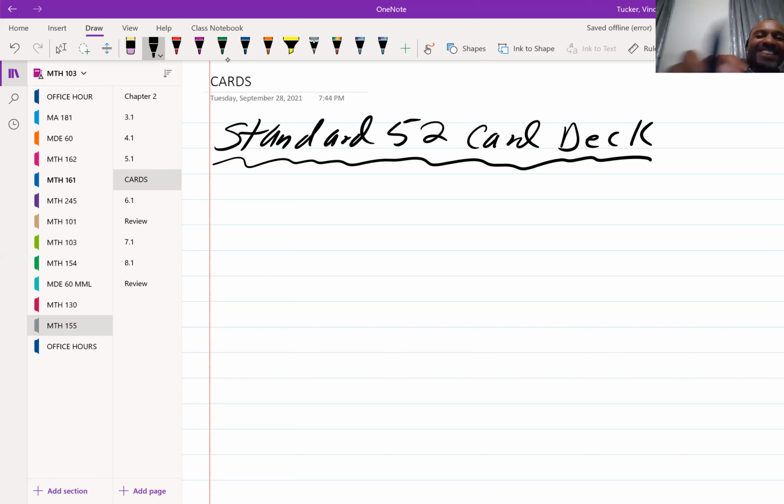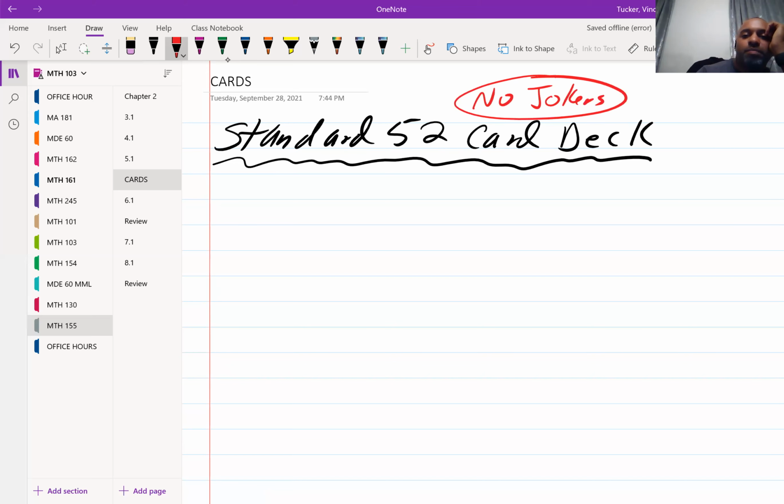See, y'all not right. And it's funny because these things right here, when you start looking at these in detail, this is the beginning of counting cards, of course, which is illegal, but I'm just saying that this is where it starts. These are foundational things. No jokers. So that's what it means by standard. So there are 4 suits.